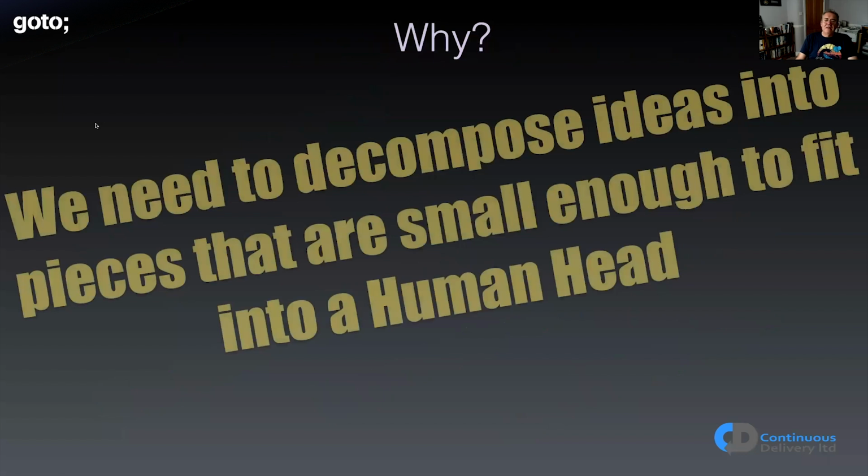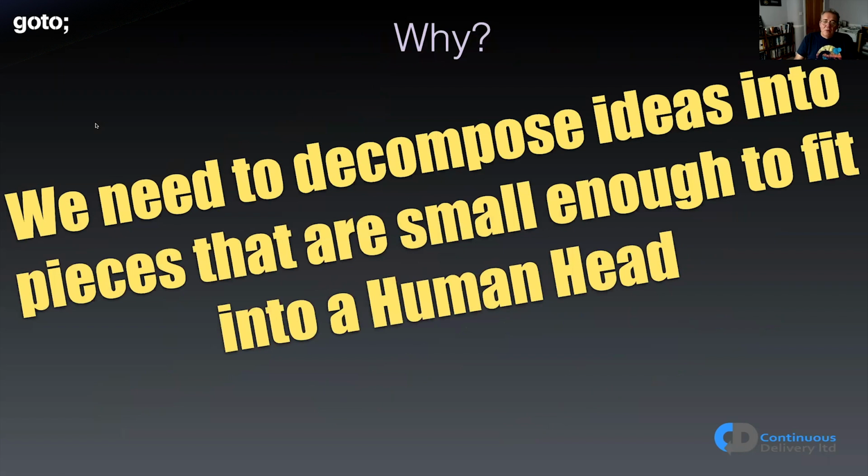So why do I think this is important? Well, this goes back to one of the ideas that I mentioned at the start. We need to be able to fit the systems that we build inside a human head. So we need to decompose ideas that are bigger than will sensibly fit in our heads into pieces that are small enough so that we can fit them into our heads and think about them.